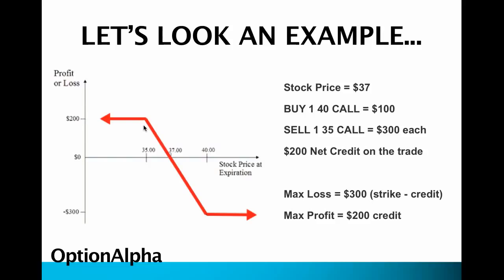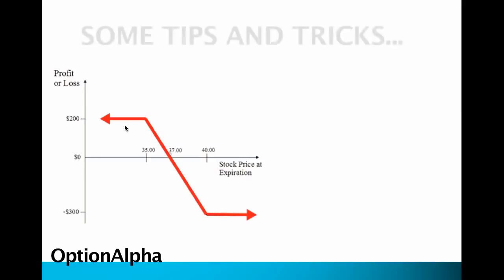Now the maximum loss is $300, and that is the difference between the strikes minus the credit that we received. So the difference between these two strike prices is $5. We received a credit of $2 per contract, or $200. So that leaves us with the difference of $300 as our max loss. The max profit on the trade, again, is the credit that we received, and that's $200. That's the most we can make. We can't make any more on the strategy.